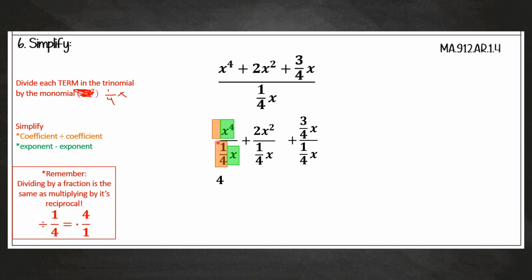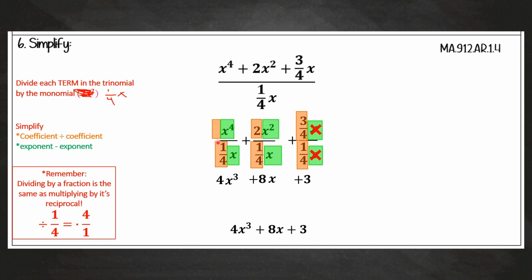So x to the power of 4 over x becomes x to the power of 3. 2 divided by 1/4, we have a positive 8. X squared divided by x, and we get x, because x to the power of 2 divided by x, we end up with x to the power of 1. And 3/4 divided by 1/4 is going to be 3. X divided by x, they both cancel out, so I no longer have an x. So my final answer is 4x to the power of 3 plus 8x plus 3.